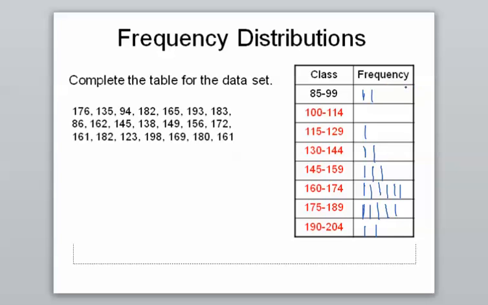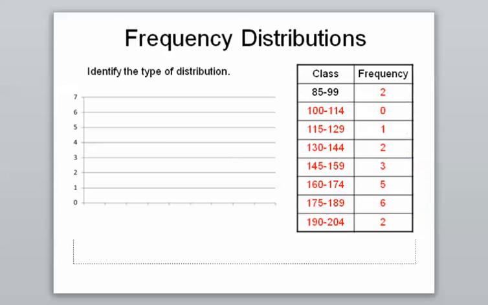Then you can add them up. Okay, I got 2 here, I got 0 here, I got 1 here, I got 2 here, I got 3 here, I've got 6 here, I've got 5 here, I've got 2 there. Let's see here. Something like that.